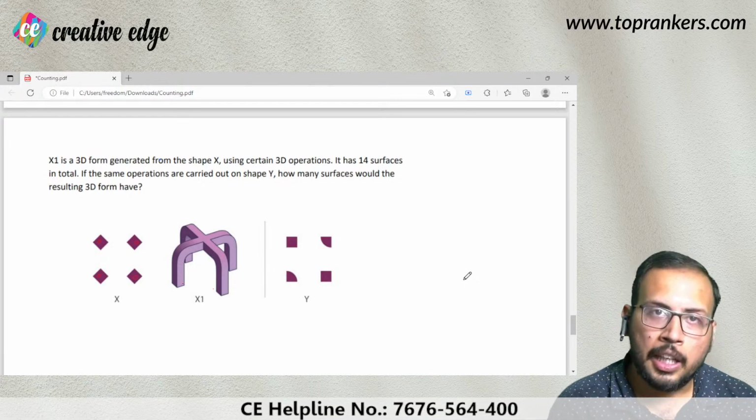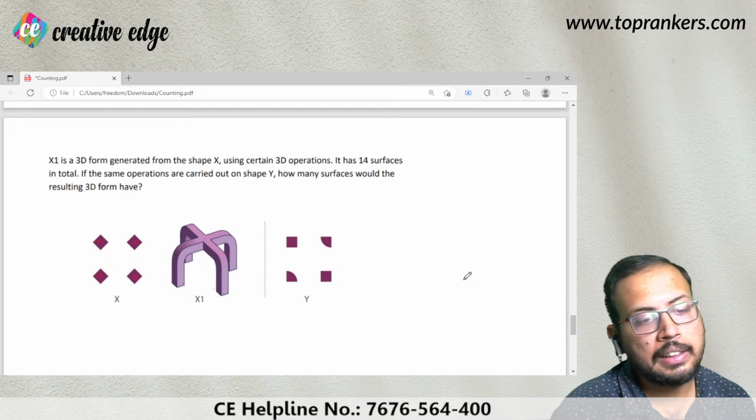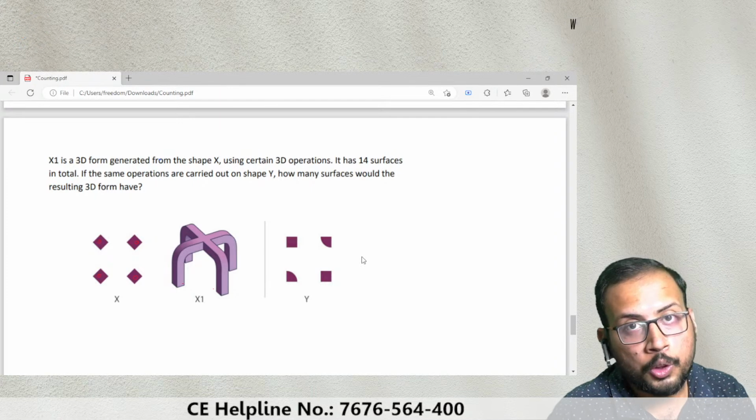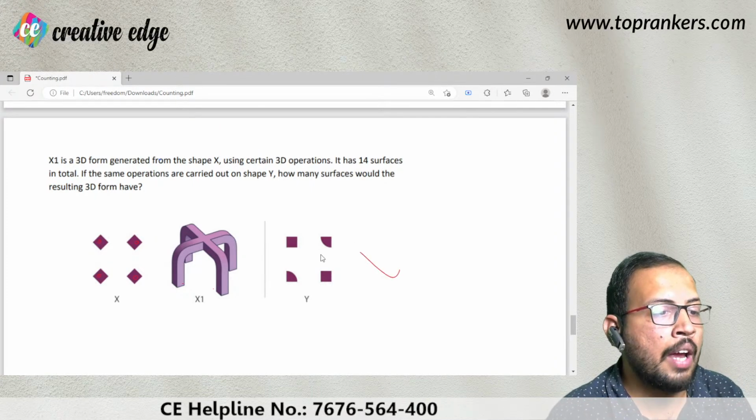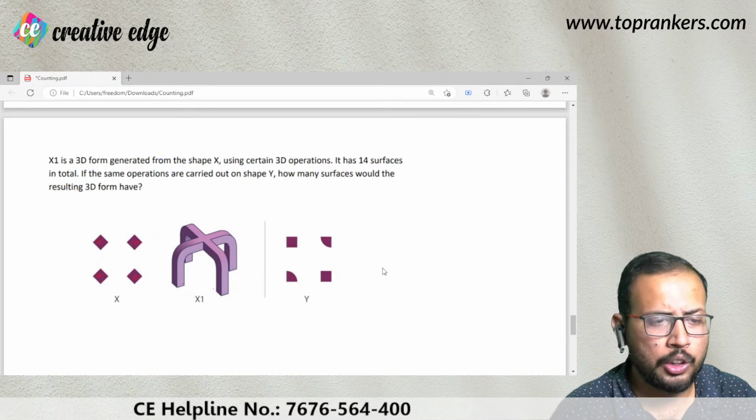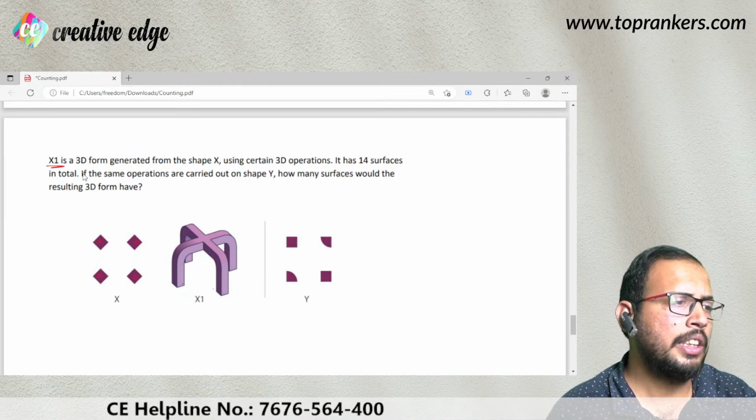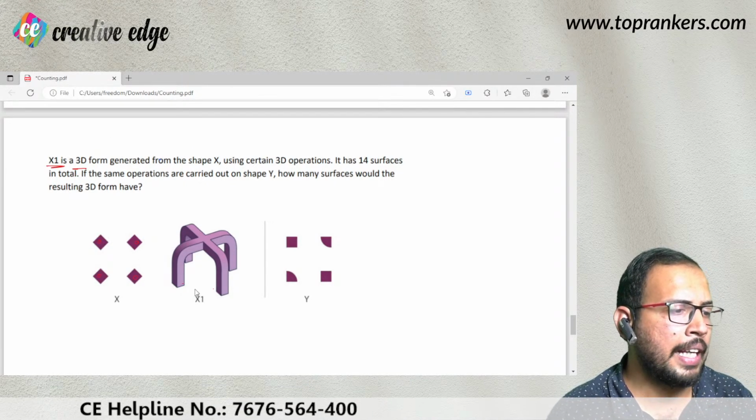Now, can you tell me how many surfaces the new solid structure is going to have? I hope the question is clear to everyone. x1 is a 3D form generated from x.